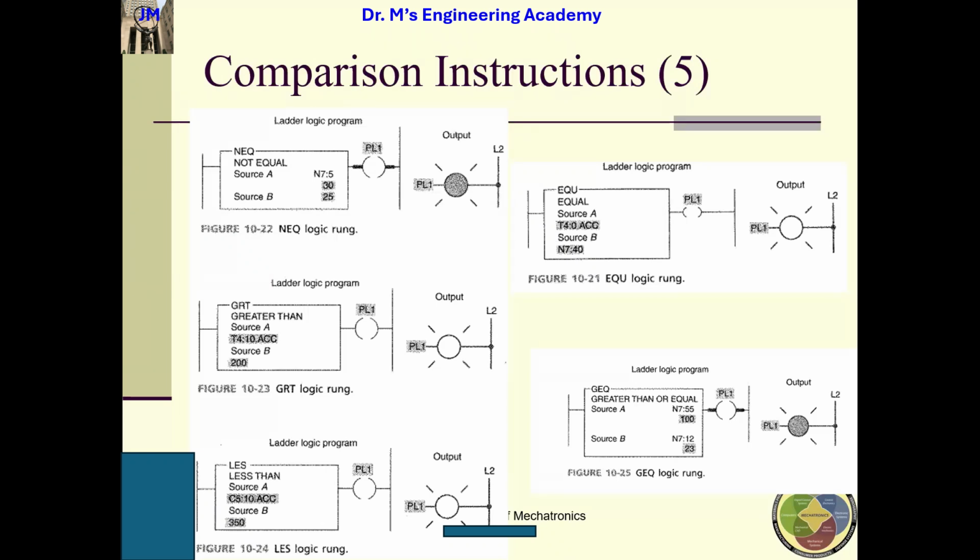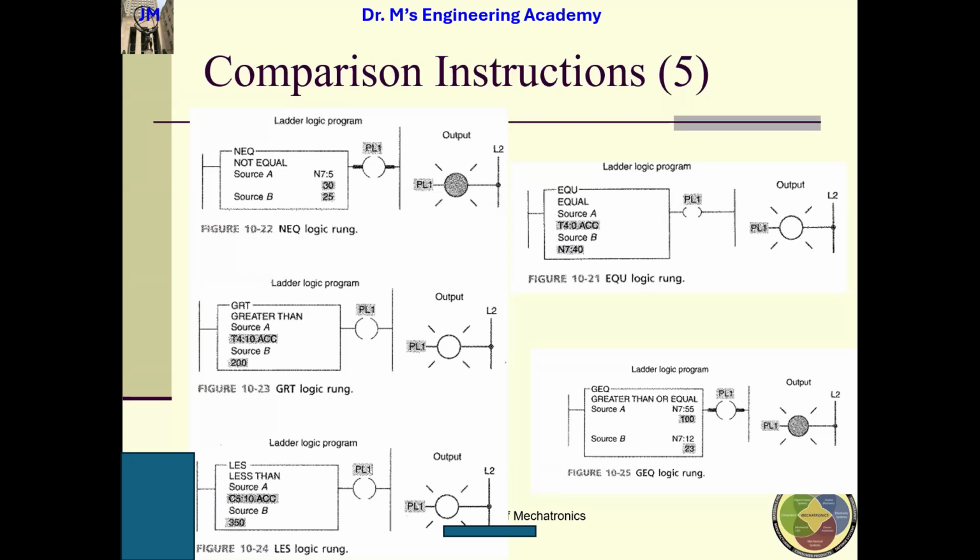Then this is less than, and source A is the counter C5:0, counter 10's ACC. We want to compare the counter's ACC with the program constant 350. If the ACC is less than 350, then this palette light 1 will be turned on. And you should know this one, right? Because for the complex diagrams, we will use them.